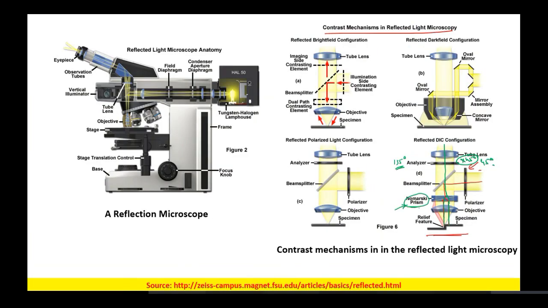Now, I told you that we have discussed the contrast mechanisms in reflected light microscopy over here. Similarly, if I give you a question to discuss the contrast mechanisms in upright microscopy, then what will you be discussing? The normal bright field microscopy you will be discussing. Then you need to discuss the dark field microscopy, then polarized light microscopy, DIC microscopy. Apart from this, you also have to discuss the phase contrast microscopy.